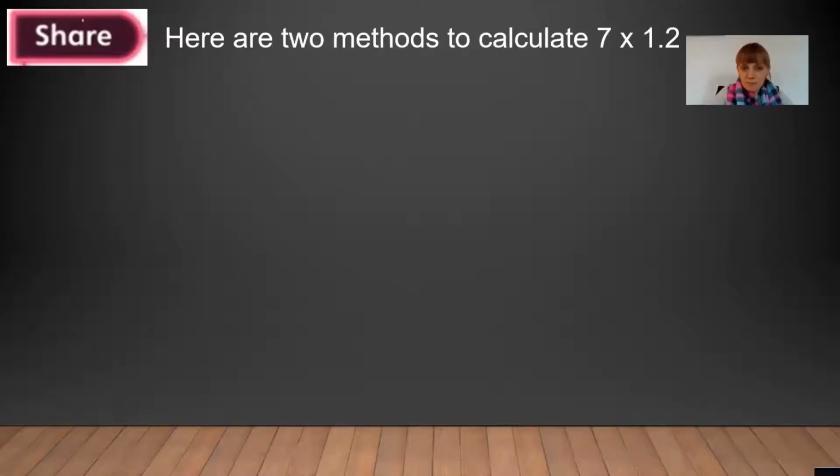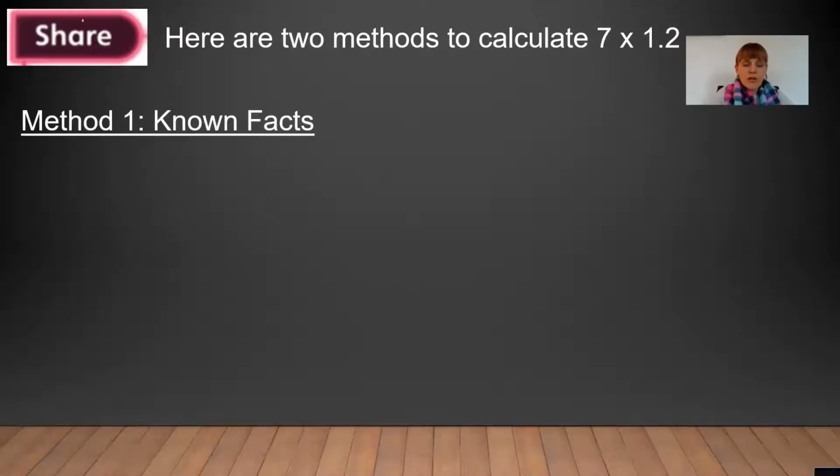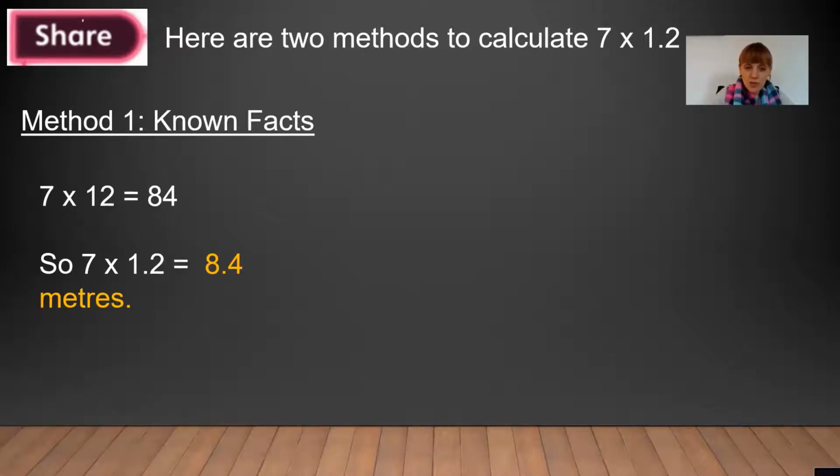So here it is. We're going to calculate 7 times 1.2. Now there are 2 good methods that I'm going to show you how to tackle a multiplication when it is like this, where you have got something in the ones column. The first method, we can again use our known facts like we've done before. So our known fact here would be 7 times 12, which equals 84. Now again, 1.2 is 10 times smaller than 12, so we need to make our answer 10 times smaller, so our answer would be 8.4 meters.